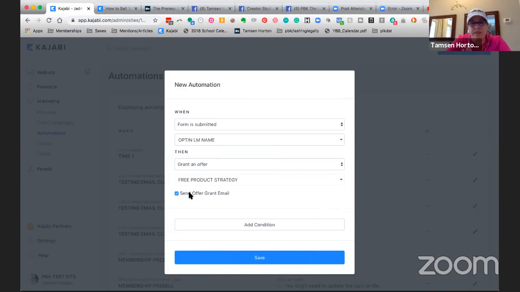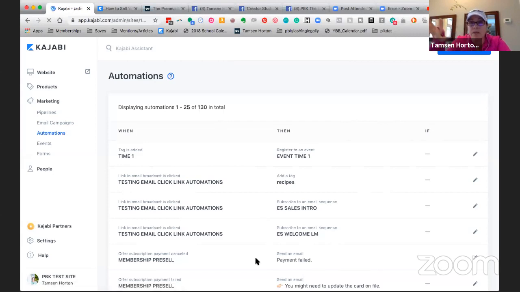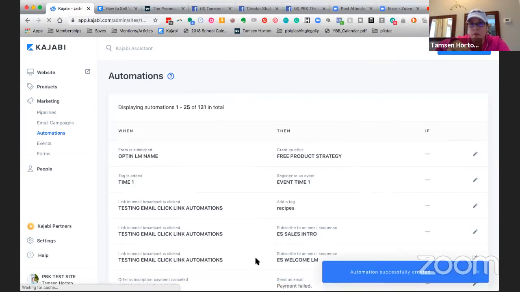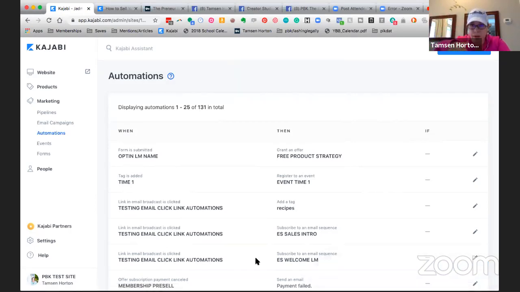So if I say, yep, send that email, perfect, click save. Now, when someone completes my opt-in form, it automatically happens that they're granted the offer that puts the product in their library. And then it's my job to tell them how to get there, what to do with it. But that's the only place they will find the content from you. Does that answer your question? Or create more questions? Which is what usually happens.